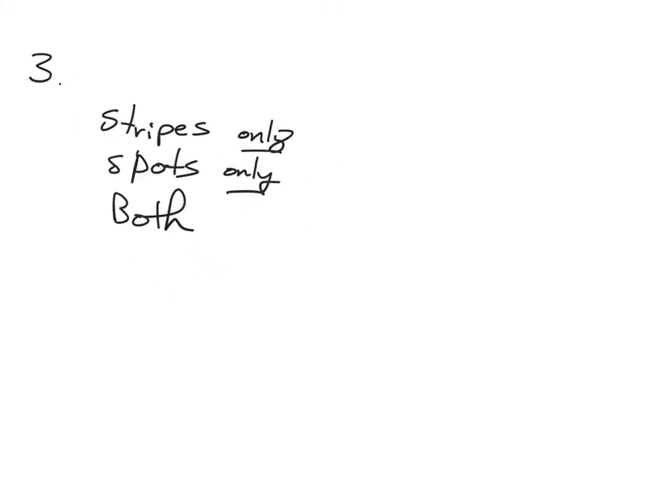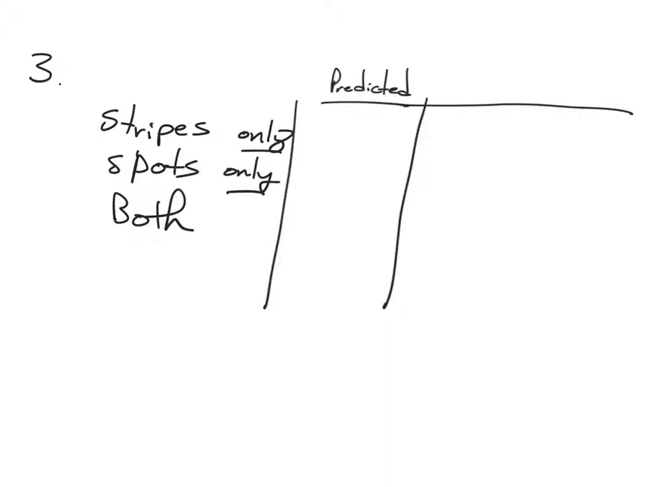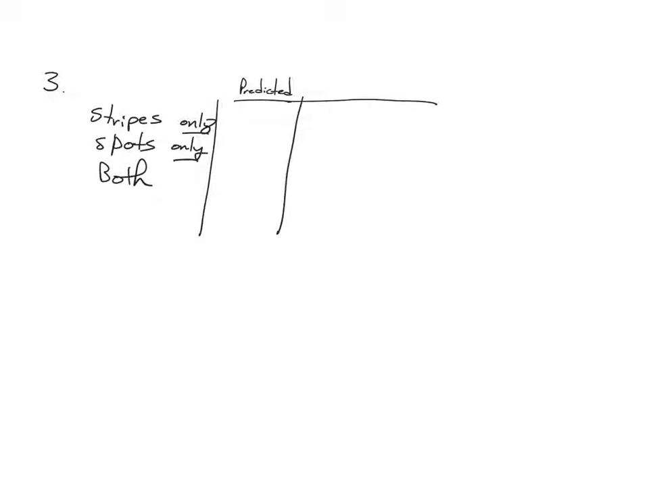All right, stripes only, spots only, or both. What were our predicted values? Let me put the predicted somewhere else. Our predicted were 4 stripes only, 3 spots only, and 9 both. And what did we actually get? 50, 41, and 85.